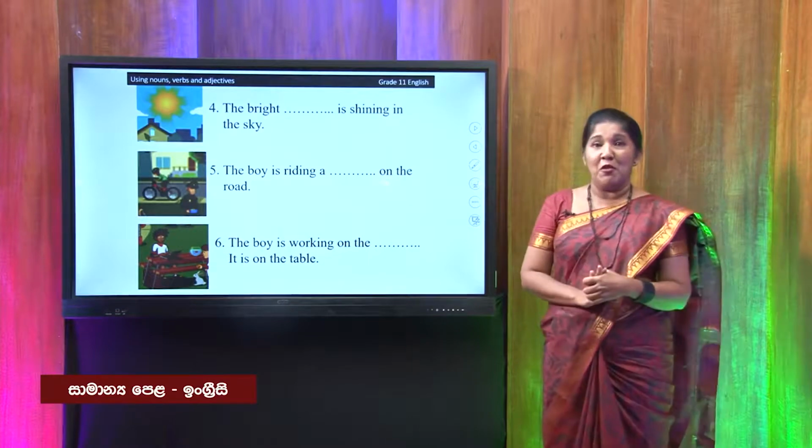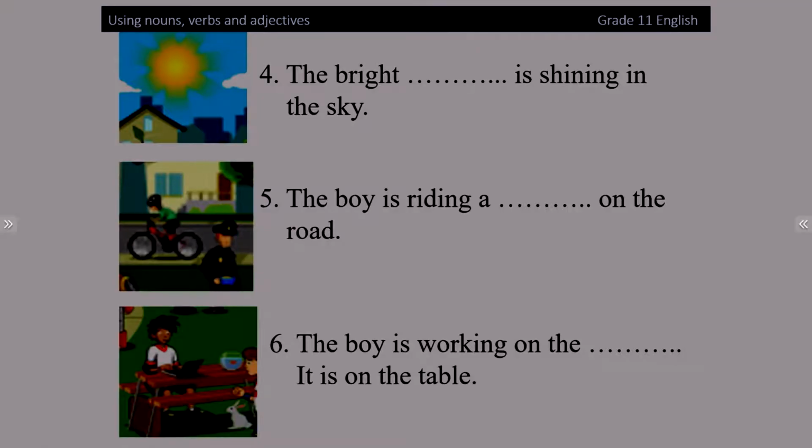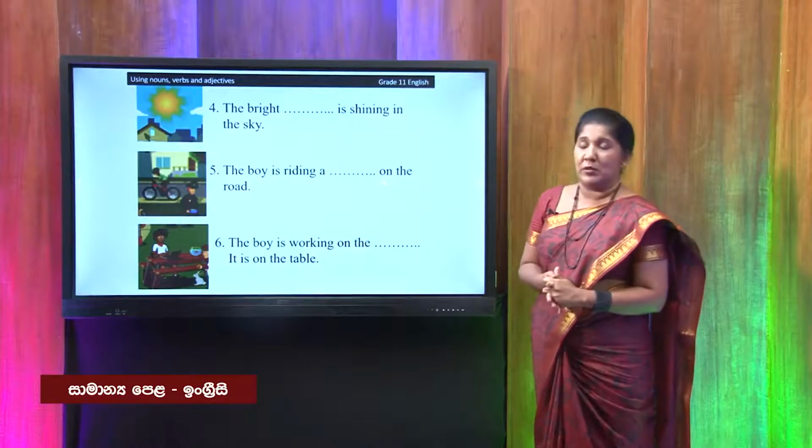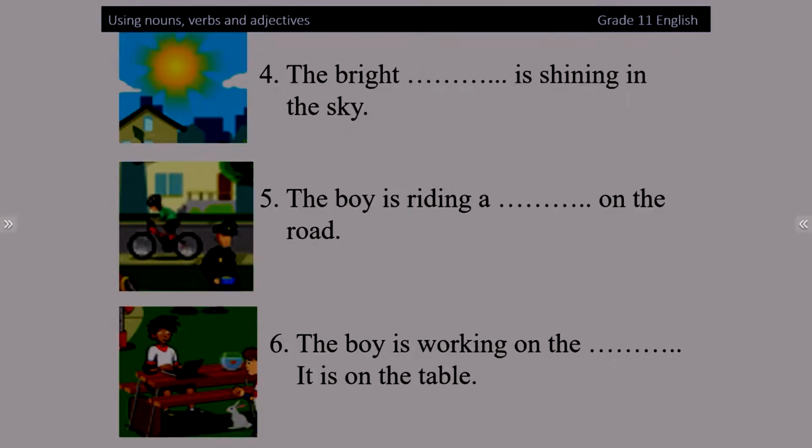Okay, number 4. The bright blank is shining in the sky. So the picture is very clear, and it's very easy for you to fill in the gaps there. Then the 5th one. The boy is riding a blank on the road. So in the picture you see, what is he riding?